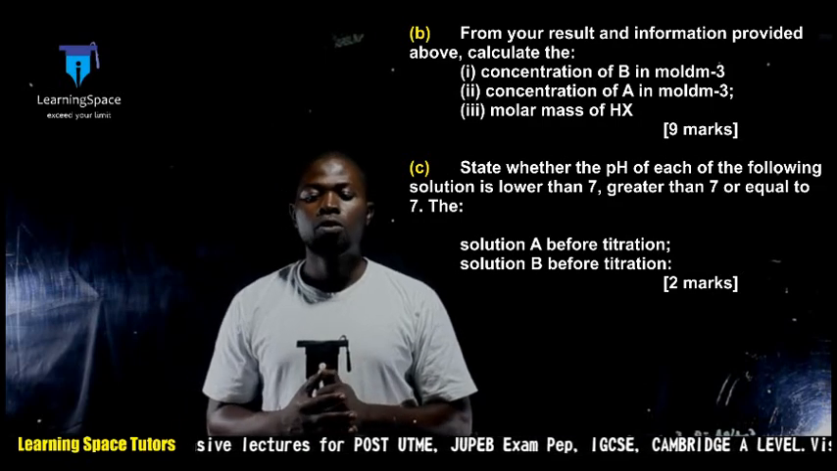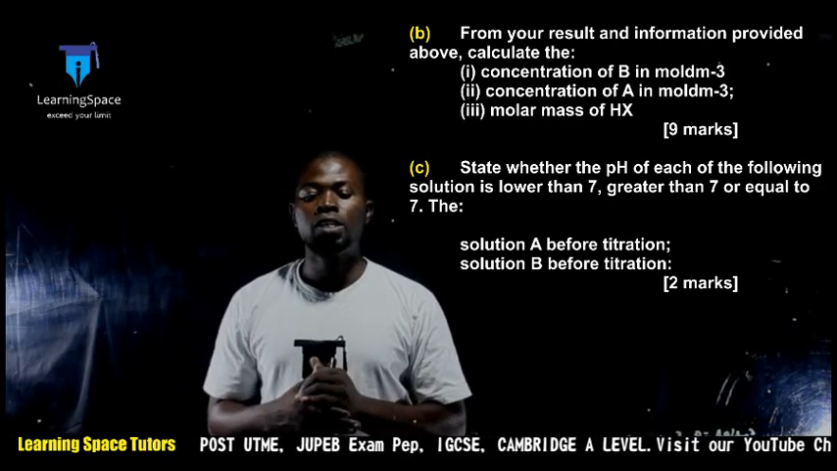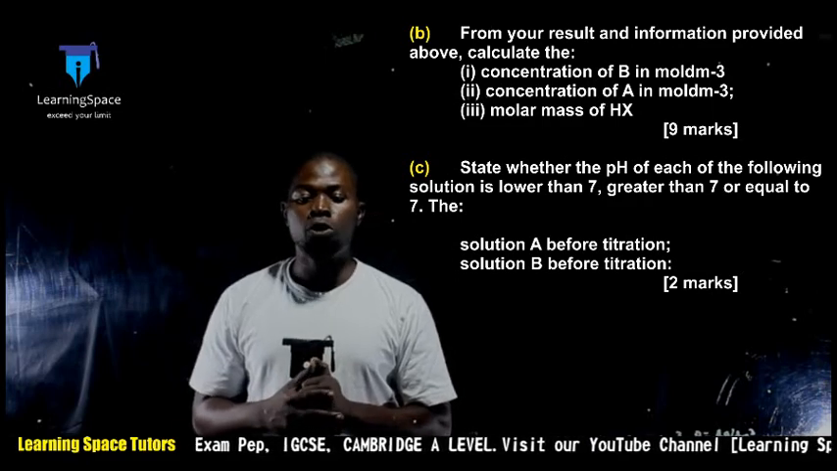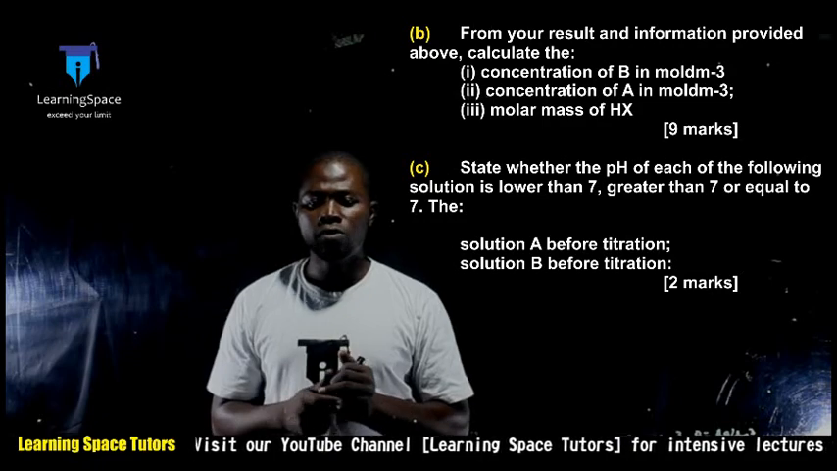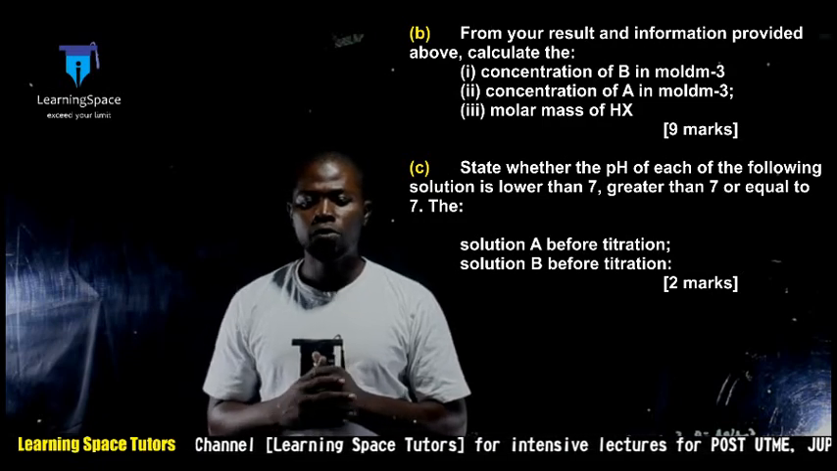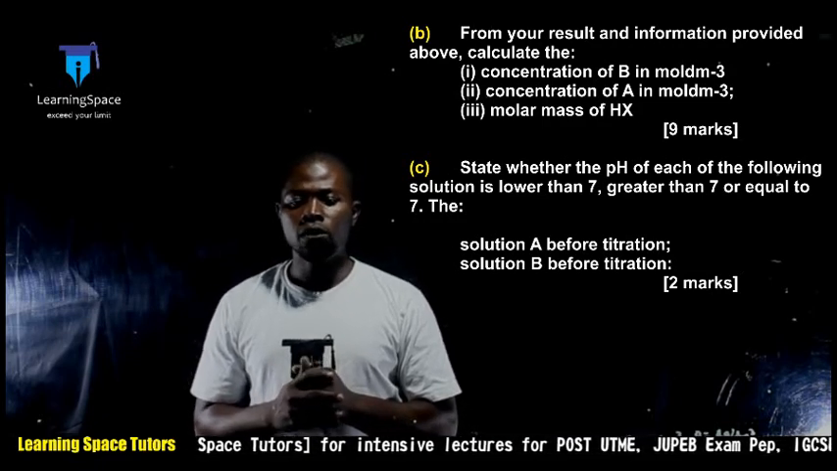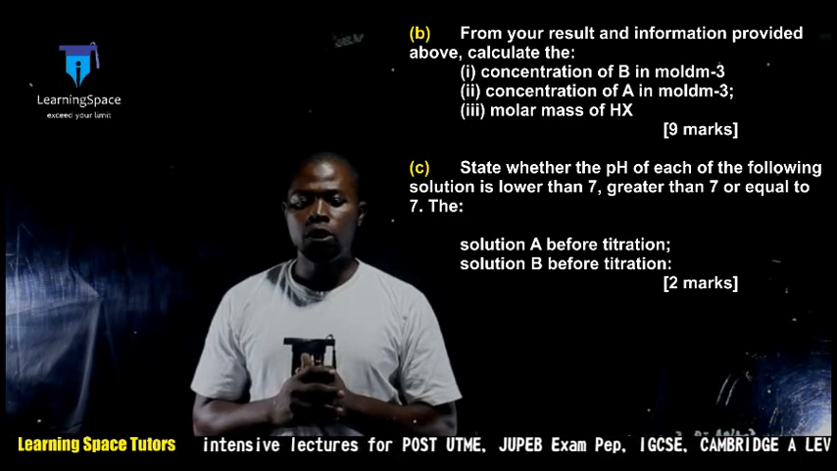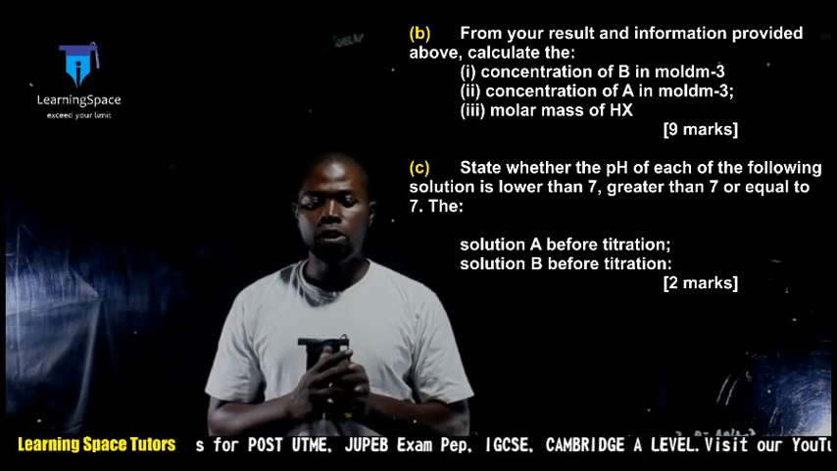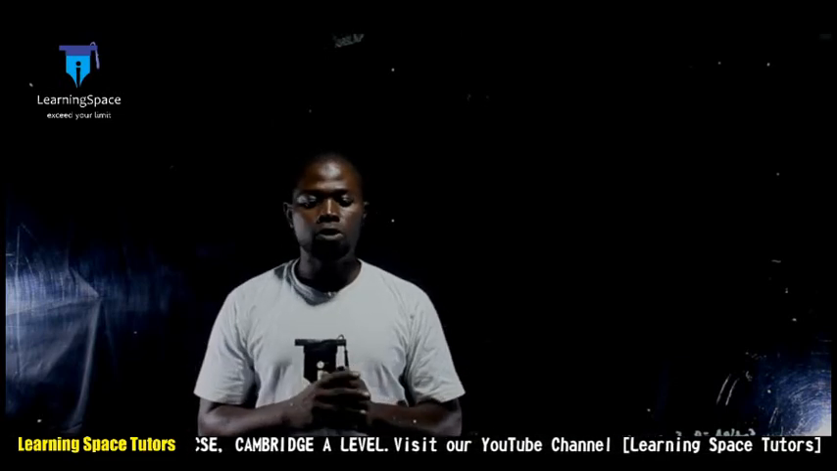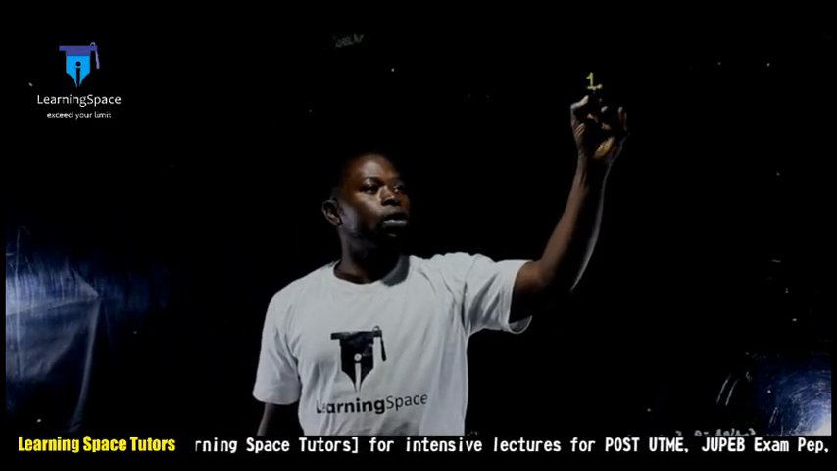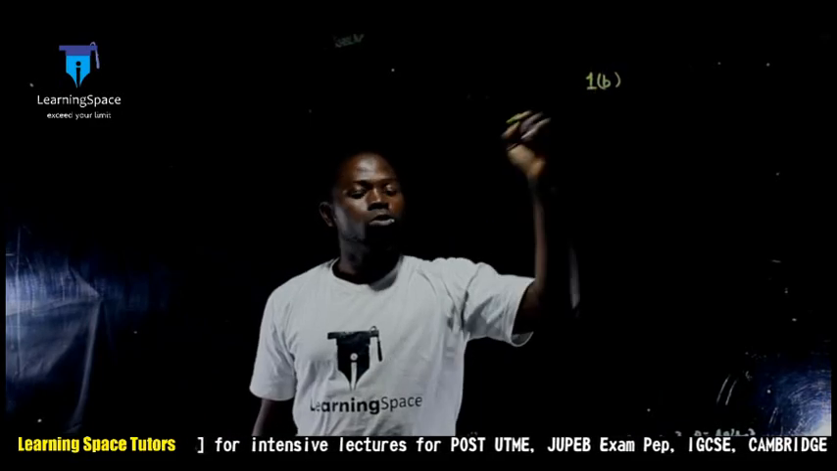Then question 1C says you should state whether the pH of each of the following solutions is lower than 7, greater than 7, or equals to 7. That is solution A before titration, you should state the pH, and solution B before titration, you should state the pH. Now, for question 1B, you have to write. Remember not to write on either margin, you will be penalized.